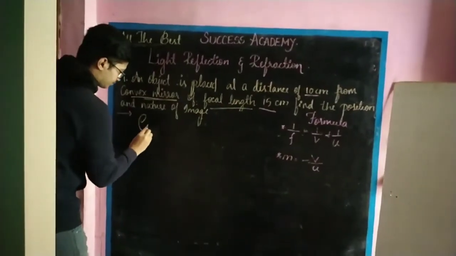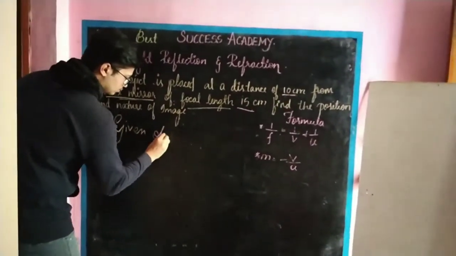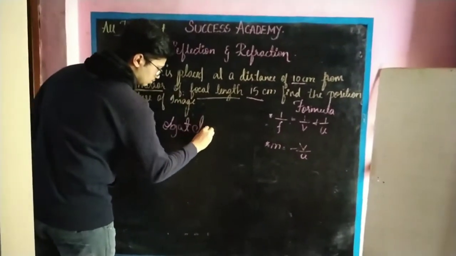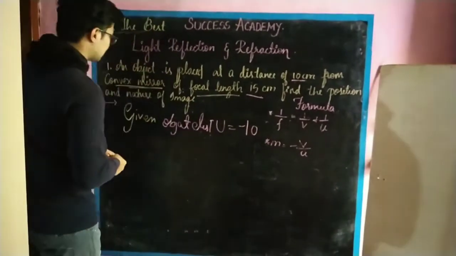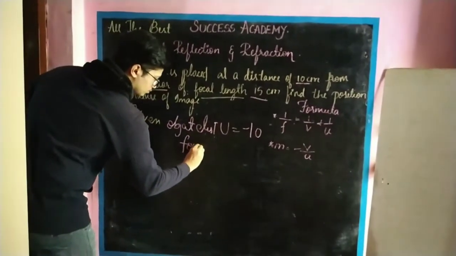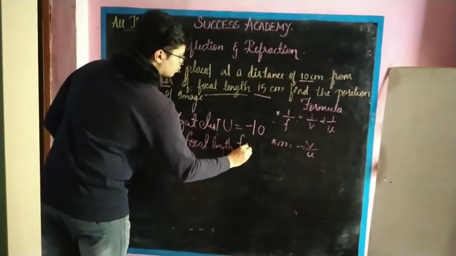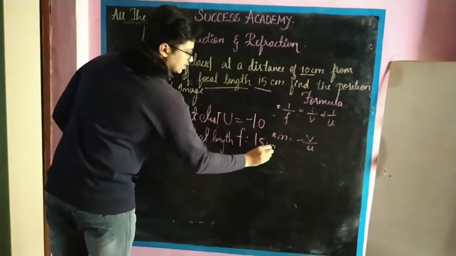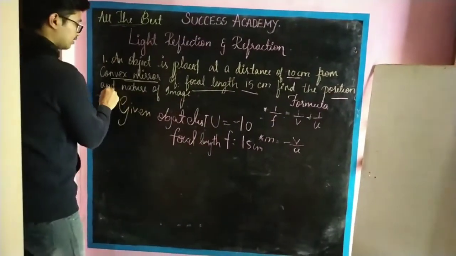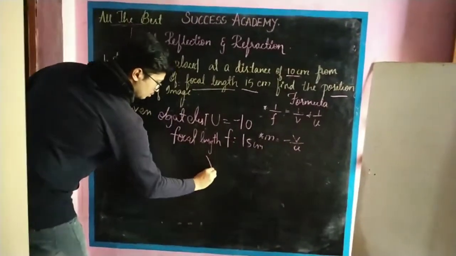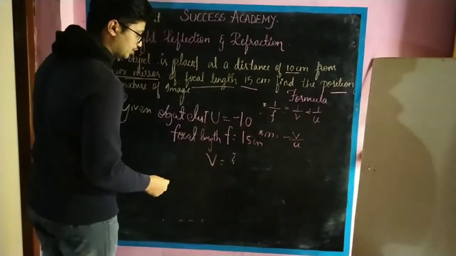Given: object distance u is equal to minus 10, as I have said it is negative, and focal length they have given as 15 cm. We have to find the position of image. Position of image is v. Position of image is the question mark. Put in the formula 1/f = 1/v + 1/u.